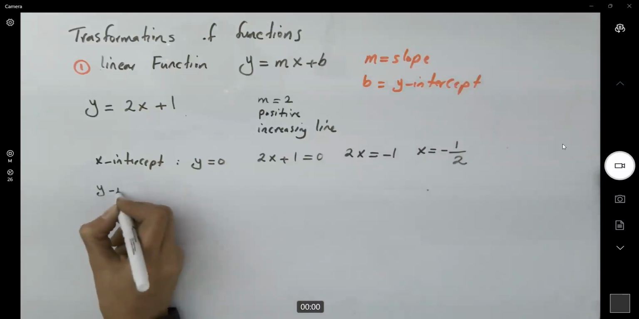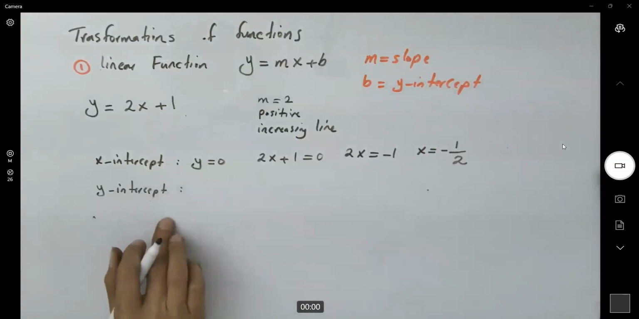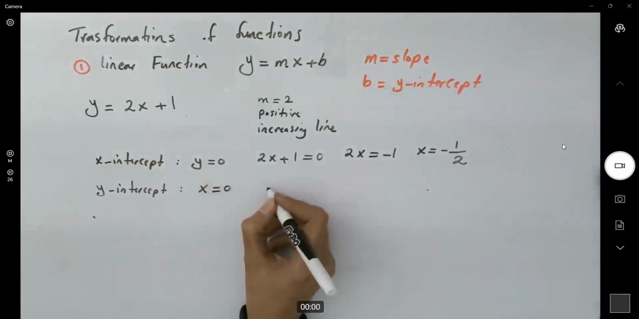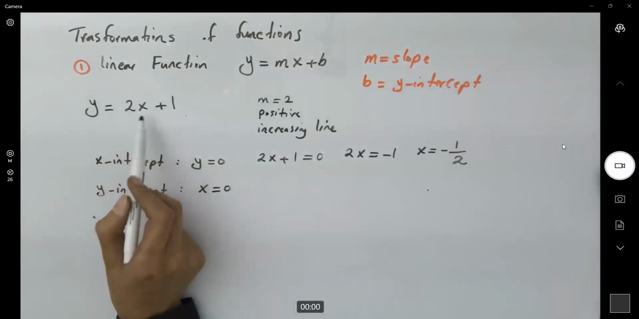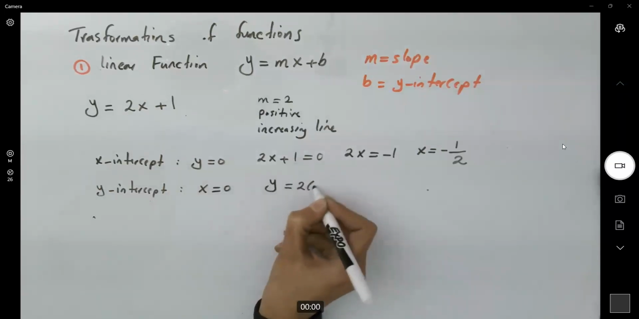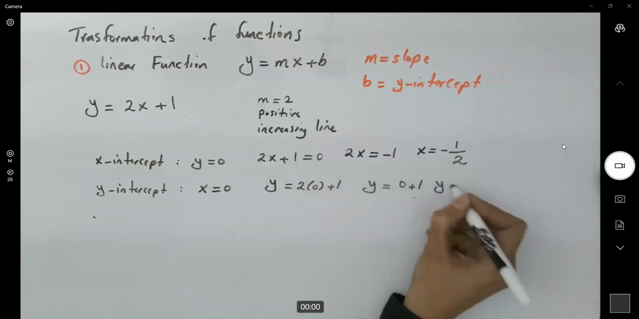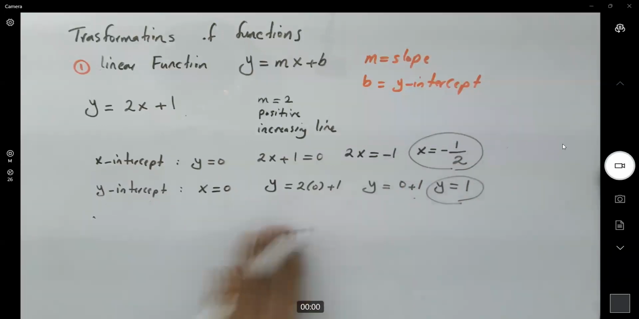You can also find the y-intercept. To find the y-intercept, or the point of intersection with the y-axis, we set x equal to 0 and try to isolate y. So when x is equal to 0, the linear term becomes 0. y becomes 2 times 0 plus 1, or y becomes 0 plus 1, or y becomes 1. This is what we learned about a linear function: the x-intercept and the y-intercept.